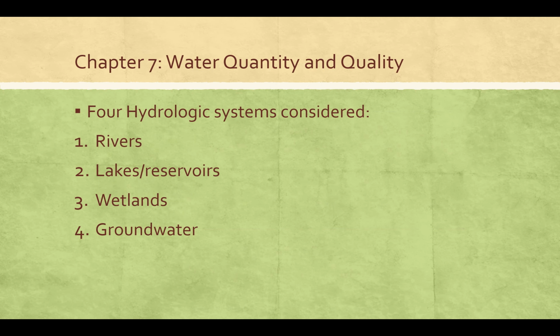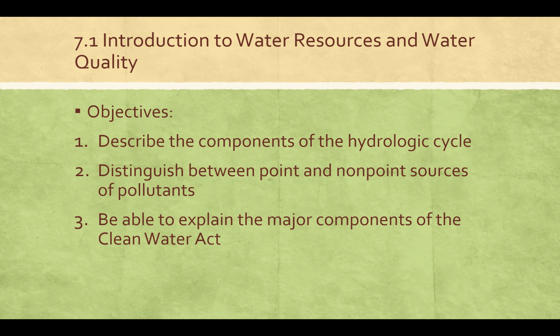So there'll be 4 hydrologic systems considered in this chapter: rivers, lakes and reservoirs (remember, reservoirs are man-made lakes, usually behind dams), wetlands, and groundwater. So in this first video, we'll go over section 7.1, just to keep things short and not have very long videos. Introduction to water resources and water quality.